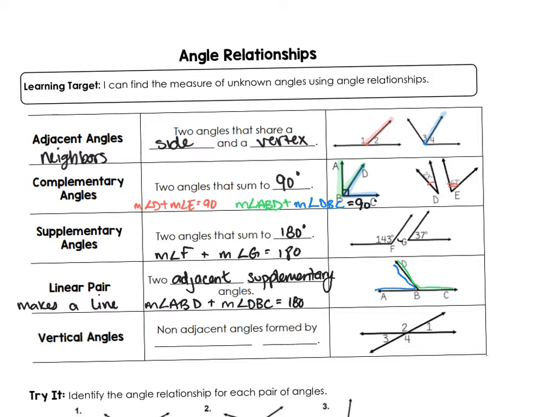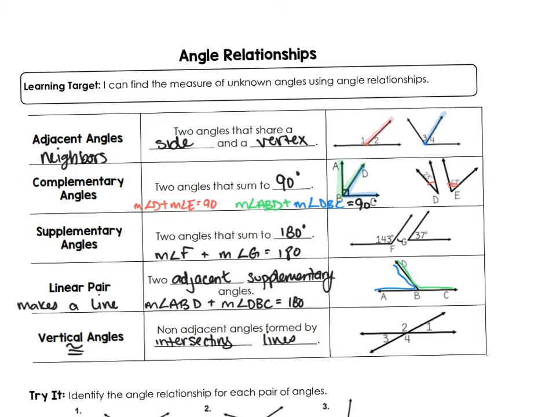Our last angle relationship are vertical angles. So vertical angles are non-adjacent angles formed by intersecting lines. So non-adjacent, that means they don't share a side and a vertex. So they're not right next to each other. They don't have any sides in common. And when we have vertical angles, our vertical angles are congruent. They are equal to each other.